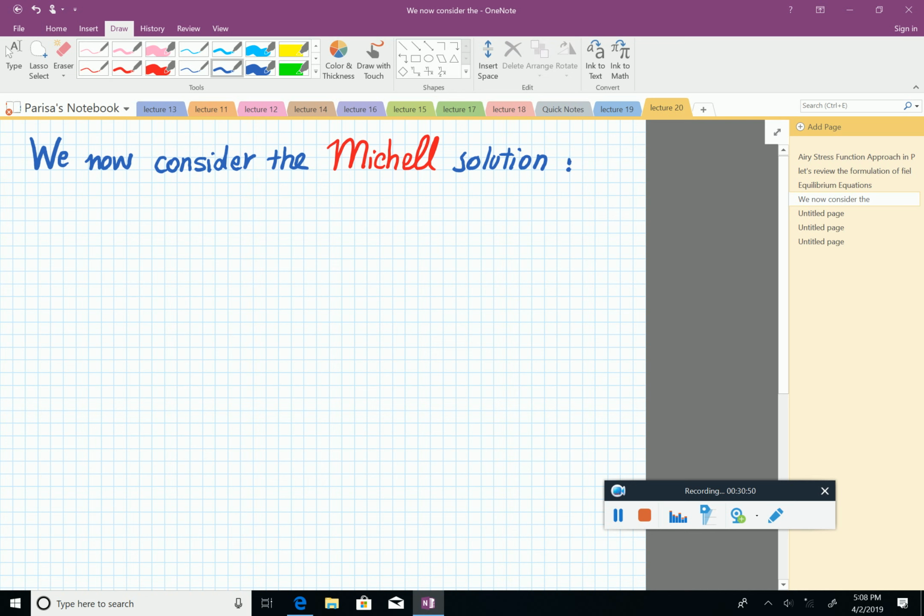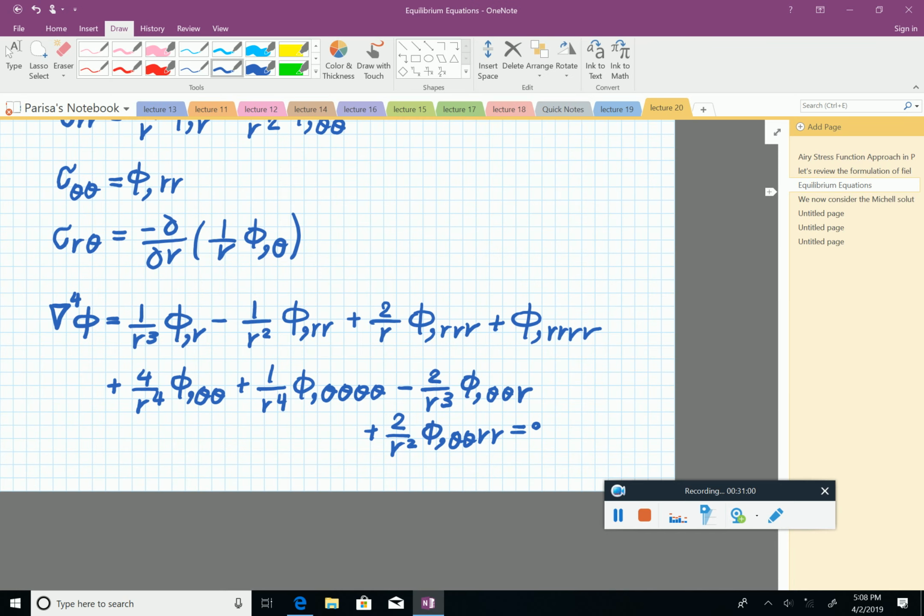So we looked at the biharmonic equation in polar coordinates. This is how it looks in polar coordinates, and now we are just starting to develop the solution.